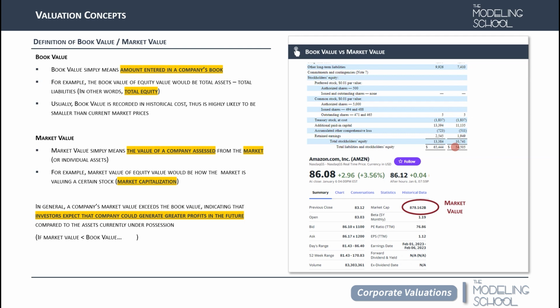So I hope these two concepts are now clear, and we're going to proceed to the next lesson.